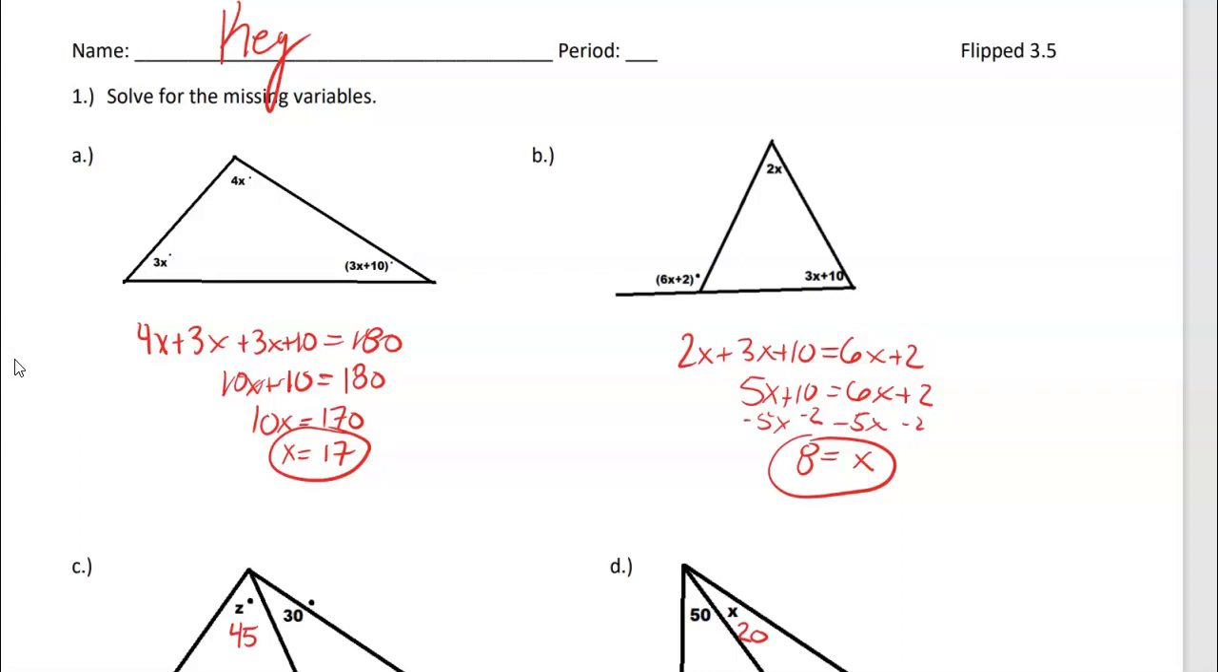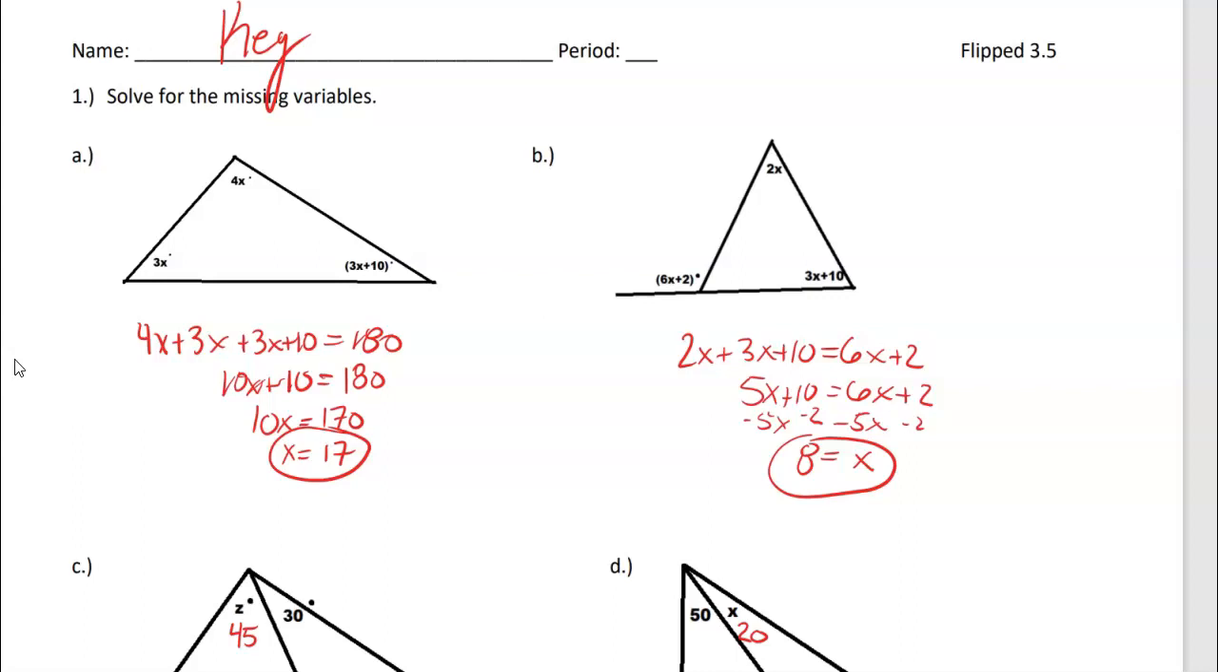On B, this is not going to be the triangle angle theorem. This is using remote interior angles. You can see the 2x and the 3x plus 10 are far away from that exterior angle, so they are considered to be remote interior angles. So you can add them together, and that is going to equal the exterior angle. And then you solve and you get 8.